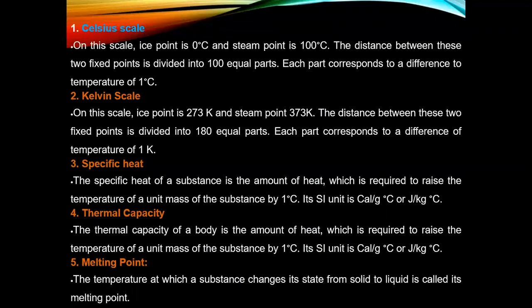The third is the specific heat. The specific heat of a substance is the amount of heat which is required to raise the temperature of a unit mass of the substance by 1 degree Celsius. Its standard SI unit is calories per gram degree Celsius or joules per kilogram degree Celsius.